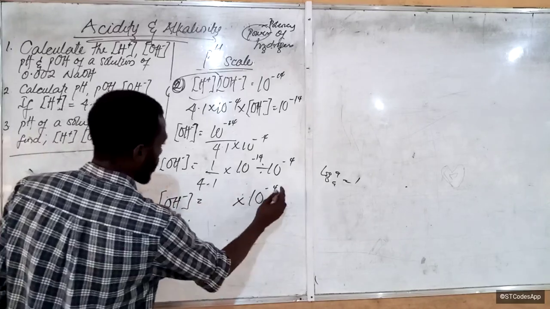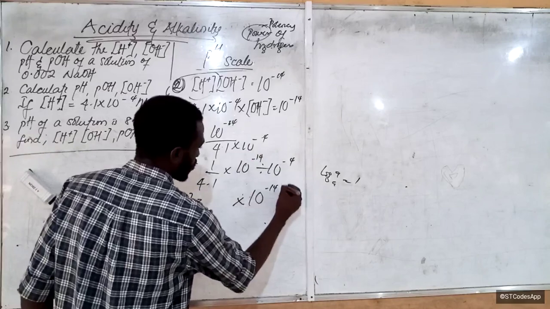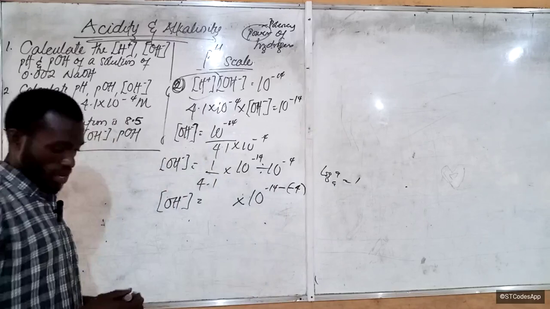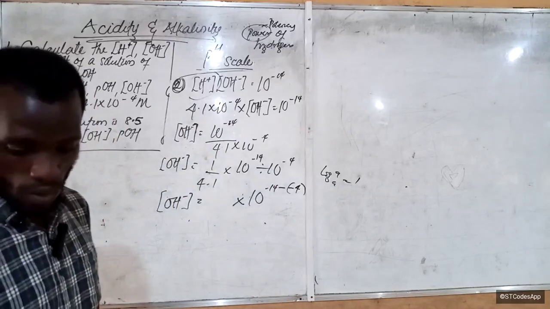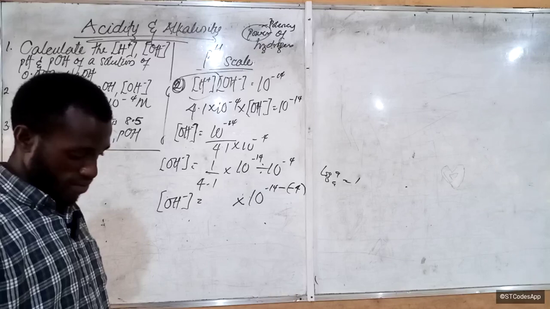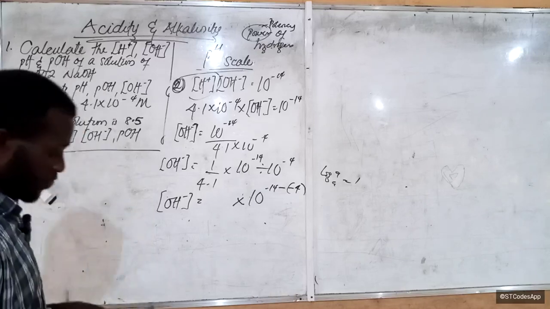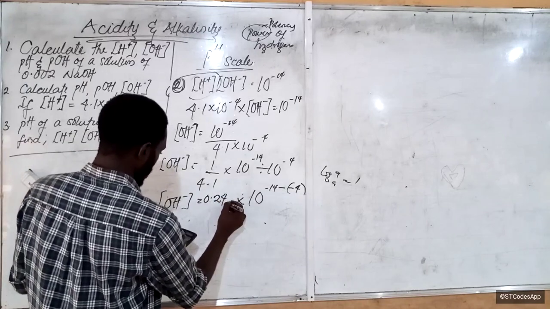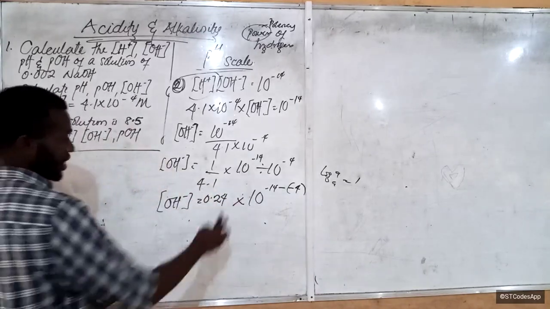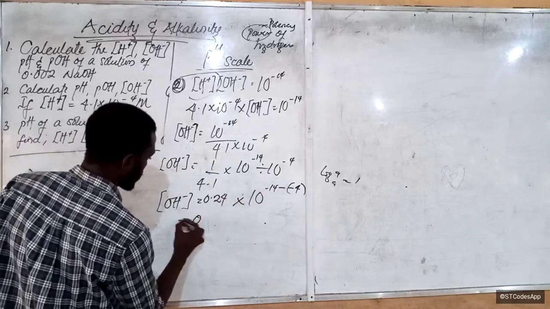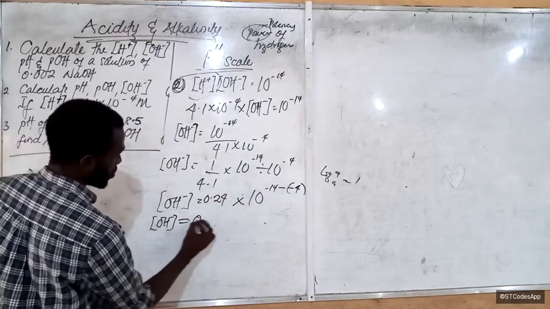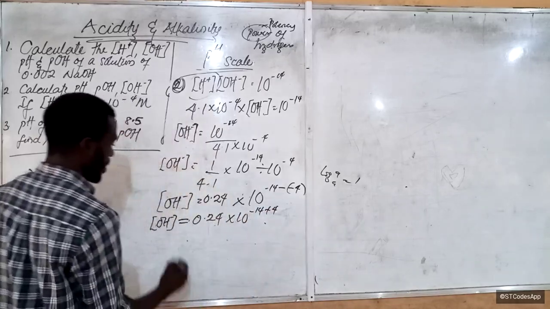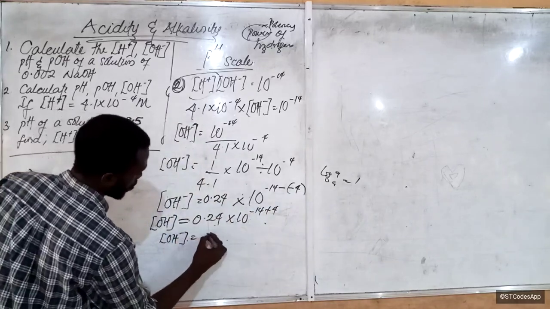So we have 10 raised to the power minus 14 here. Now, division means minus, then minus the initial minus that was there, minus 4. So let's use our calculator for 1 divided by 4.1. 1 divided by 4.1 is equal to 0.2439. Let's just say 0.24. Then times 10 to the power, so we have OH minus concentration is equal to 0.24 times 10 to the power minus 14 plus 4. Exactly. So we have OH minus concentration is equal to 2.4.